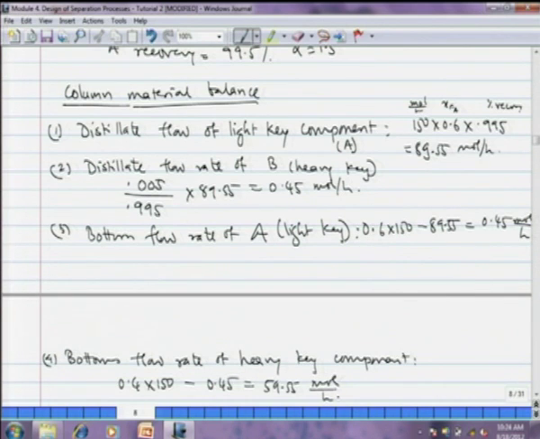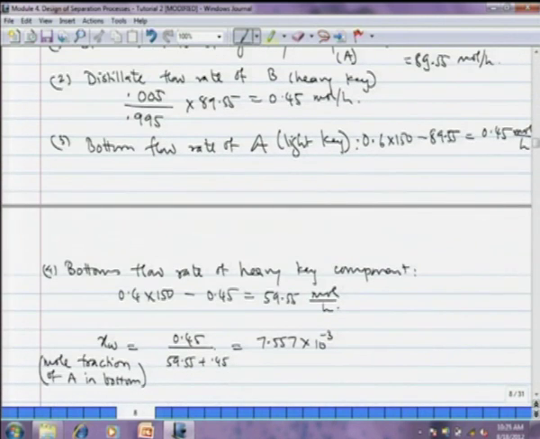Then 99.5% is the purity of A in distillate. So, 0.5% is obviously B. So, the distillate flow rate of B, the heavy key component, can be determined straightforwardly as 0.005 divided by 0.995 into 89.55, that is 0.45 mole per hour.